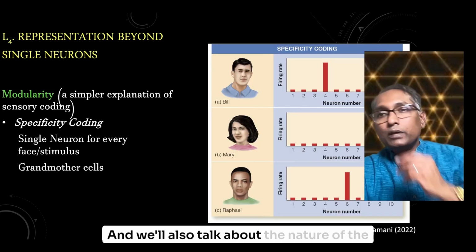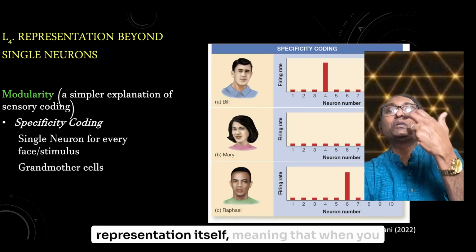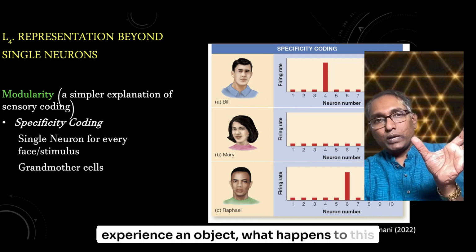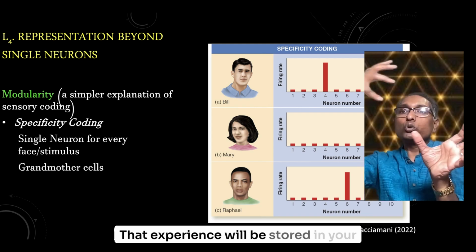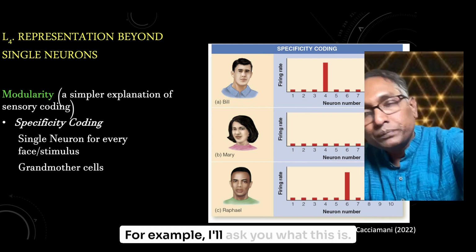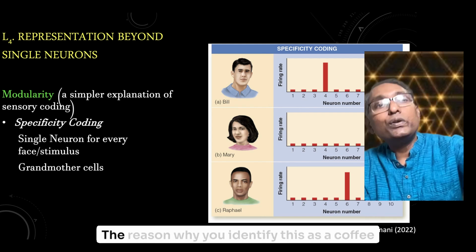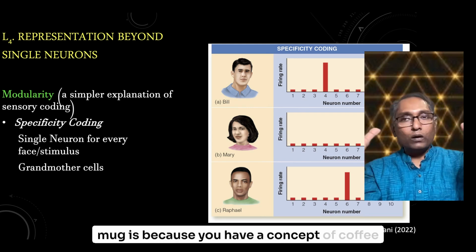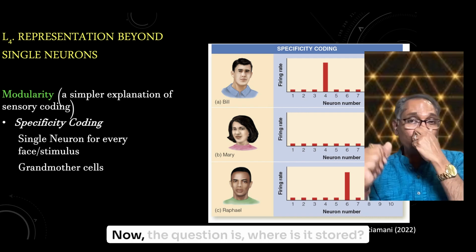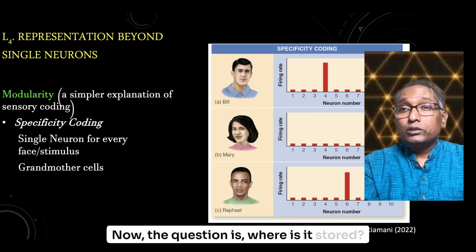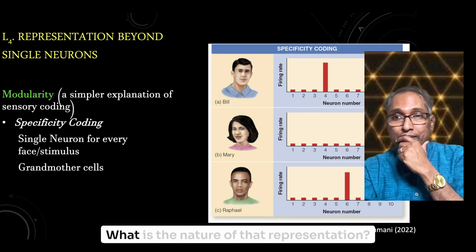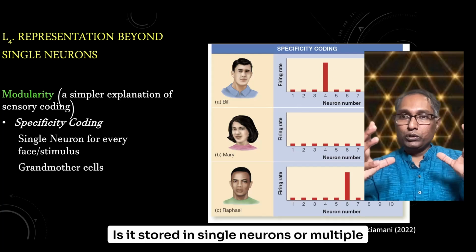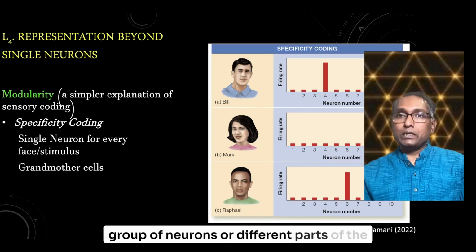And we'll also talk about the nature of the representation itself, meaning that when you experience an object, that experience will be stored in your memories. For example, I'll ask you what this is, and you'll say it's a coffee mug. The reason you identified it as a coffee mug is because you have a concept of coffee mug in your knowledge. Now, the question is, where is it stored? How is it stored? What is the nature of that representation? Is it stored in single neurons, multiple groups of neurons, or different parts of the brain?